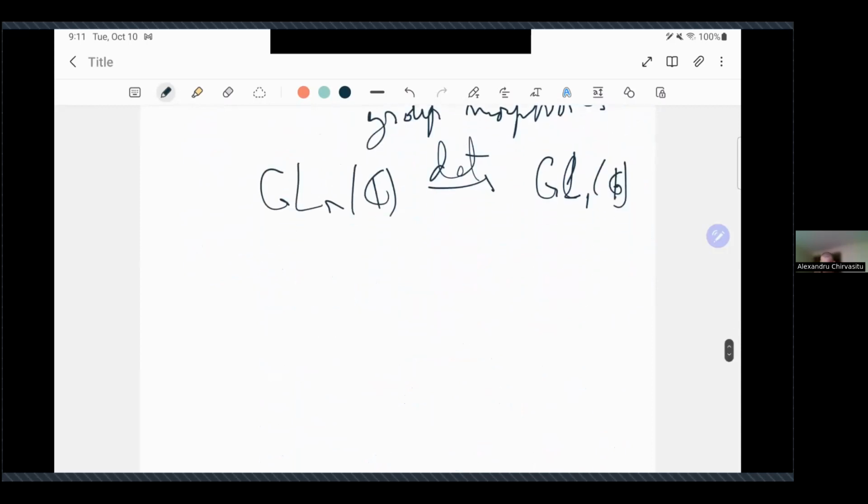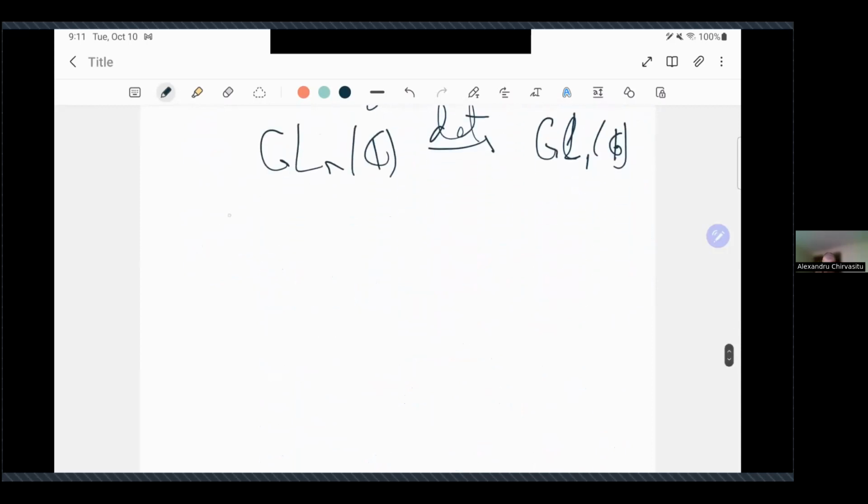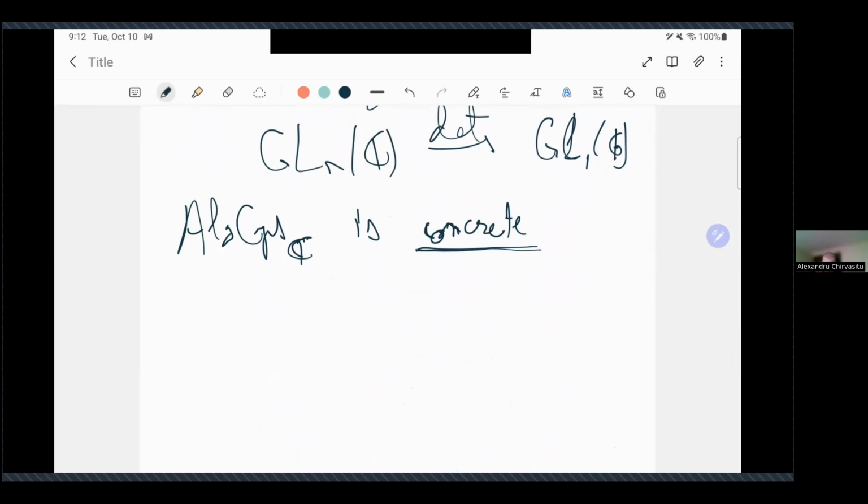Now, notice something about this category. So this category, let's call it alg groups over C, is what I'm going to refer to as a concrete category. And again, it's not just me saying these words. They are in wide use. Is a concrete category.